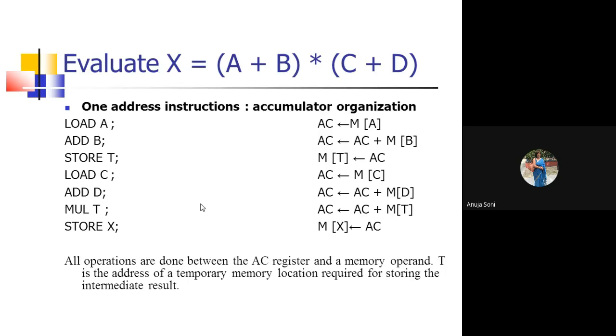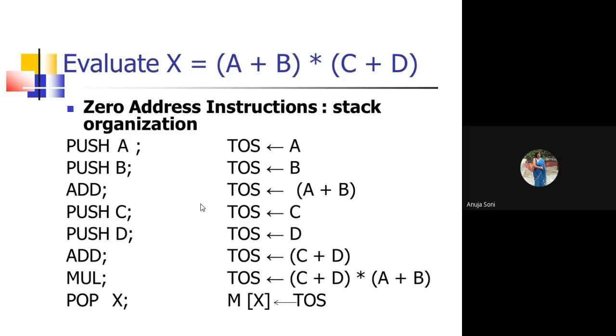Now I am switching to the next part: 0 address instruction. It is also called stack organization. Now you can go through all these instructions. It is not essential that all the instructions essentially make use of 0 address instruction. It will be a mix and match kind of program, meaning a few instructions will be of the zero address type, and a few will be one address instruction. Otherwise it cannot be made feasible to write this program.